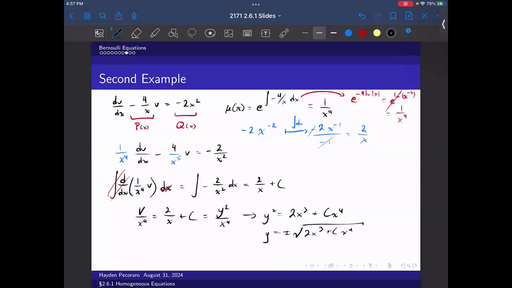Minus 4 over x to the fifth. That's part of the product rule. So this whole thing is this derivative here. So this is the derivative of v times 1 over x to the fourth. This is the derivative of 1 over x to the fourth times v, and then you add them together. And then you undo it with the antiderivative. All right, so there's our solution. That's it.